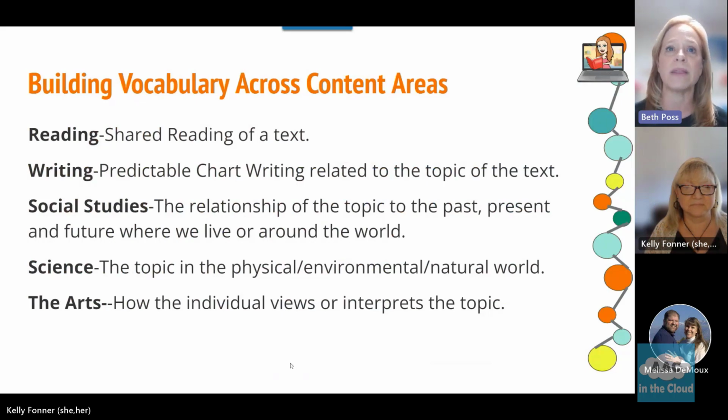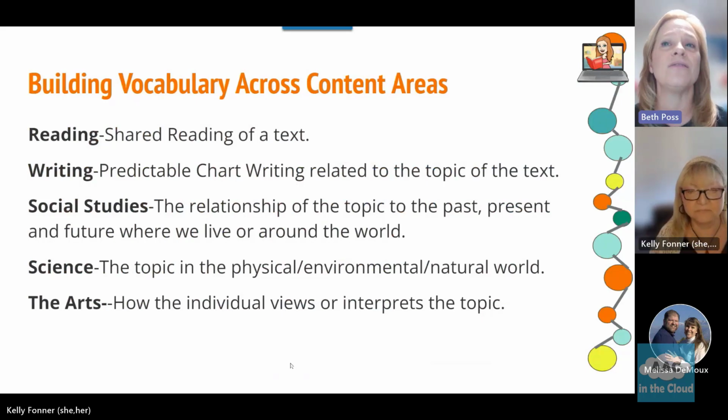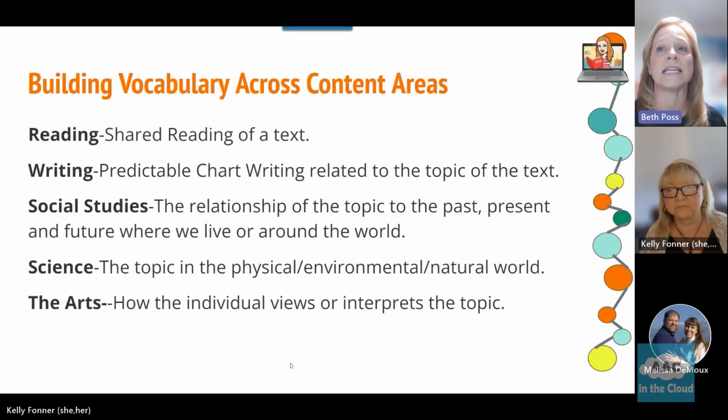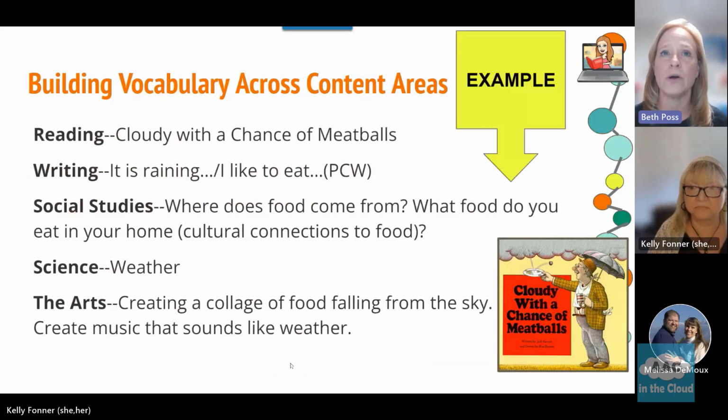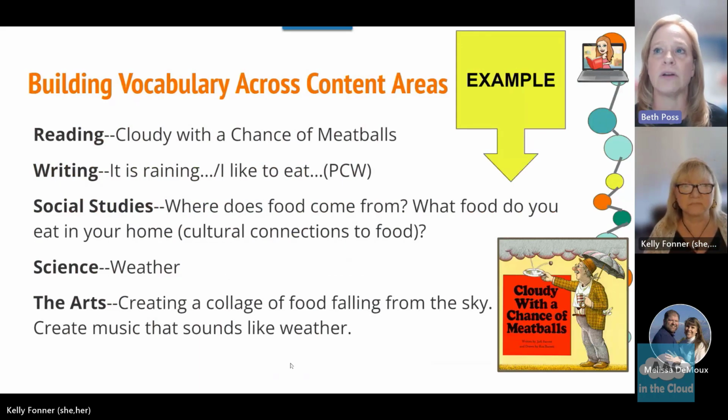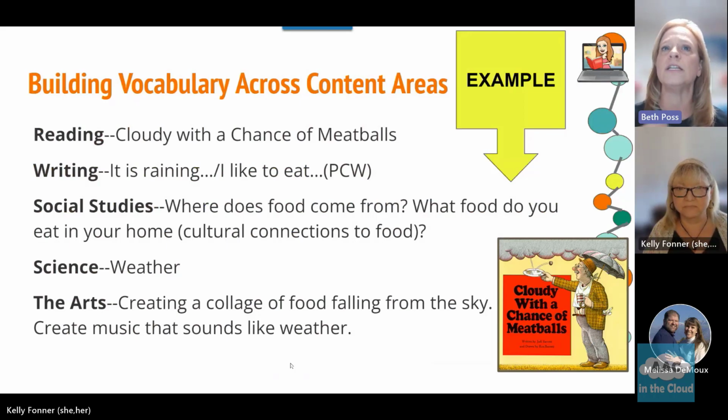In science, we can talk about that topic in the physical, environmental, natural world. And in the arts, about how the individual views or interprets that topic. So what might this look like if we were talking about a particular book? Let's say you were reading the fabulous book, Cloudy with a Chance of Meatballs. That's going to be your shared reading. You're going to be asking questions, maybe it's "I like to eat that stuff," or "Oh, that's gross," whatever it is, it's going to happen in that dialogic shared reading of it.